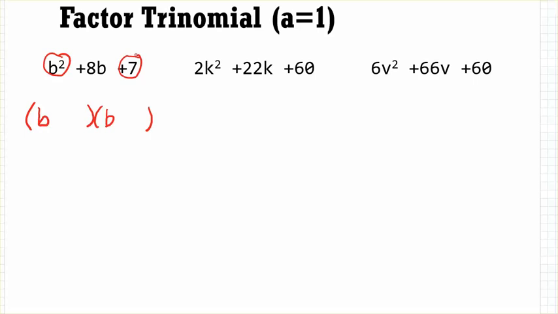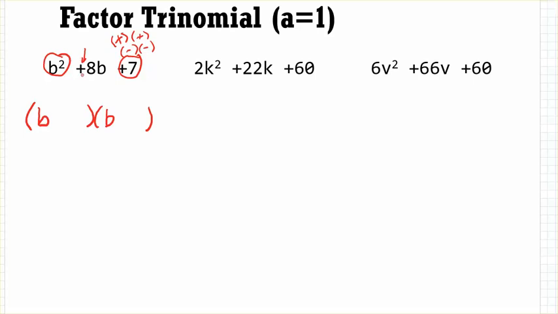There's really 3 parts. So now if we look at the signs, the plus 7, there are 2 ways that we can get a plus 7. We know that we can multiply 2 positives. We also know that we can multiply 2 negatives. Well, then we have to decide, which one are we going to choose? That's when we look at the sign of the middle term.